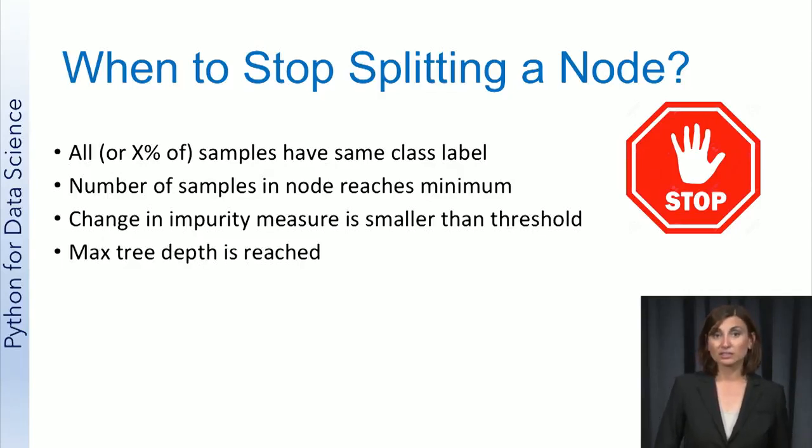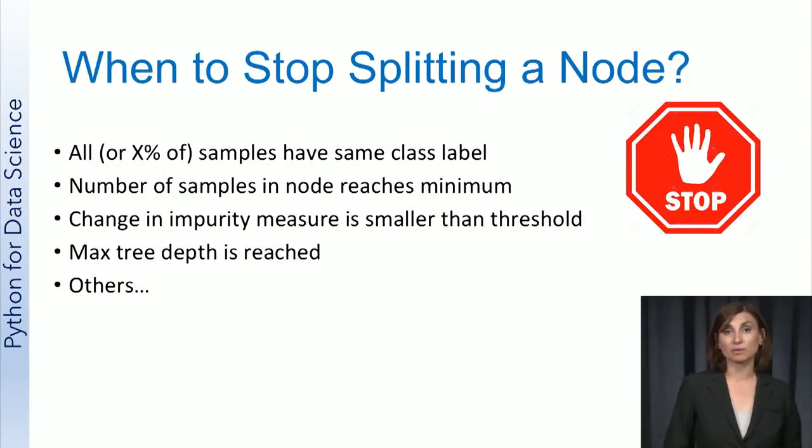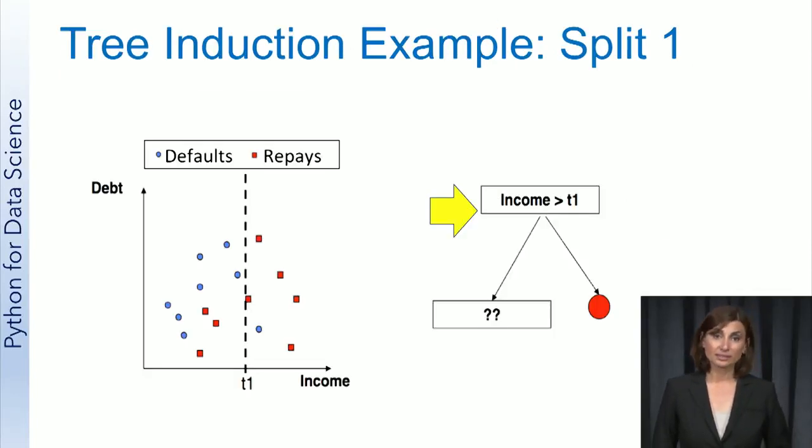Additionally, the algorithm can stop expanding a node when the maximum tree depth is reached. This is to control the complexity of the resulting tree. There can be other criteria that can be used to determine when tree induction should stop, but we'll stop here. Let's take a look at an example to illustrate the induction process.